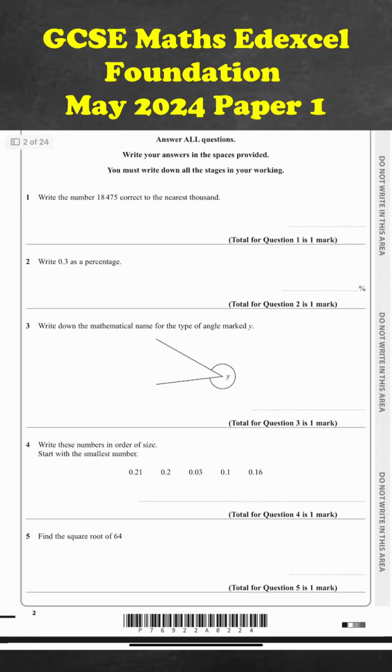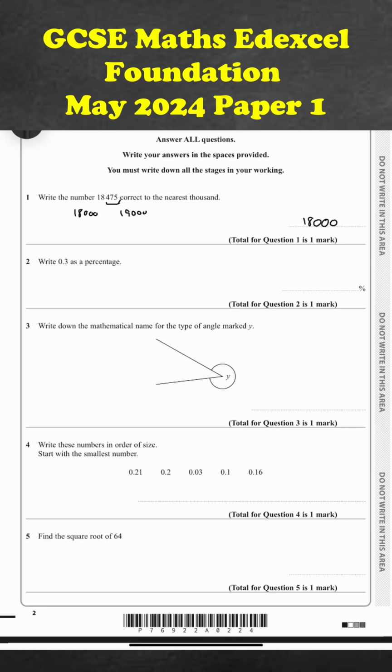So, question number 1. Write the number 18475 correct to the nearest thousand. So our answer is either going to be 18,000 or 19,000, as they are the two nearest thousands. We have 475, which is less than 500, so we're going to round down to 18,000.